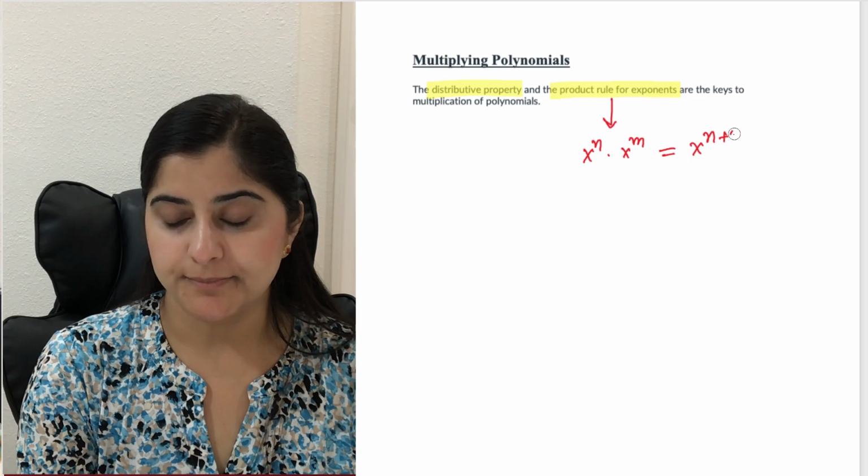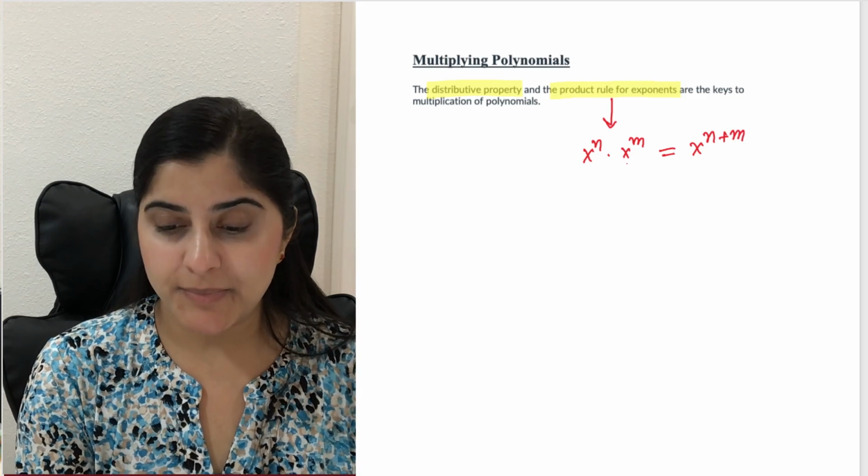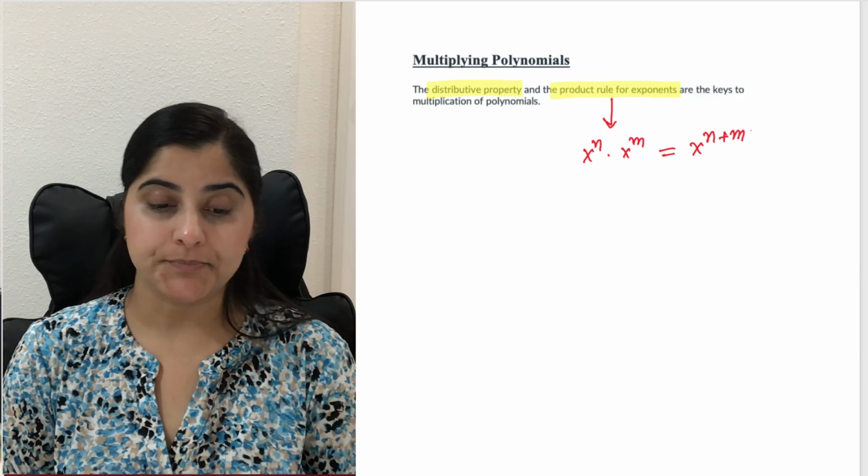It's n plus m. In the multiplication, instead of writing them 2 times, since their base is the same, we keep the same base and add their exponents.